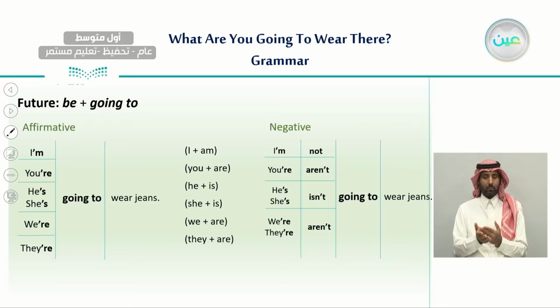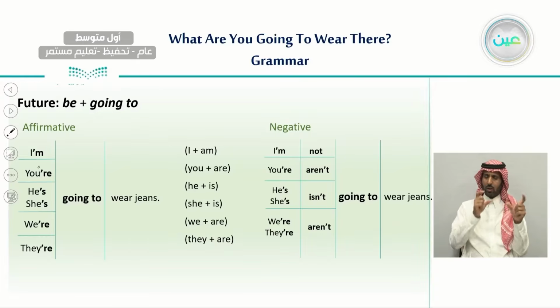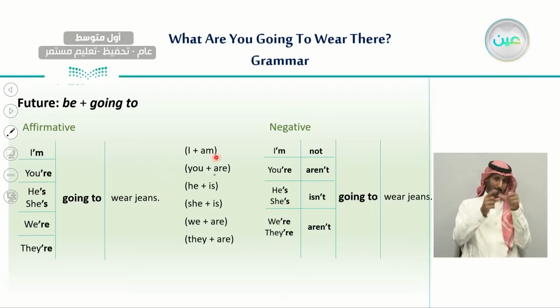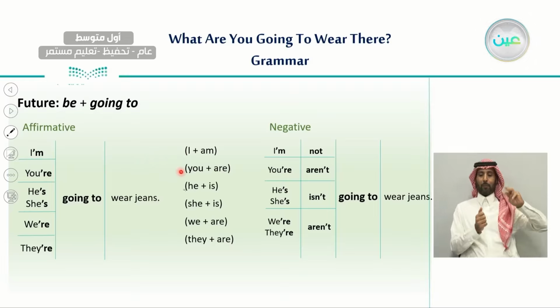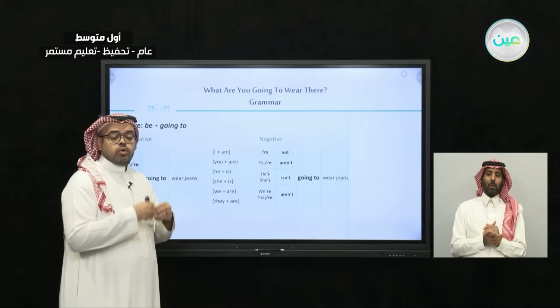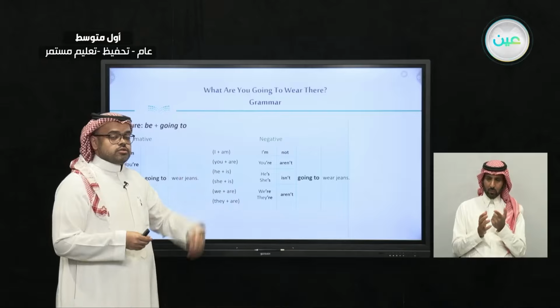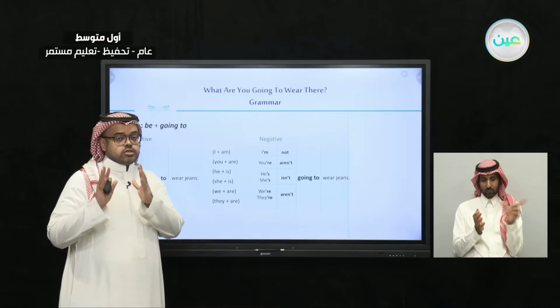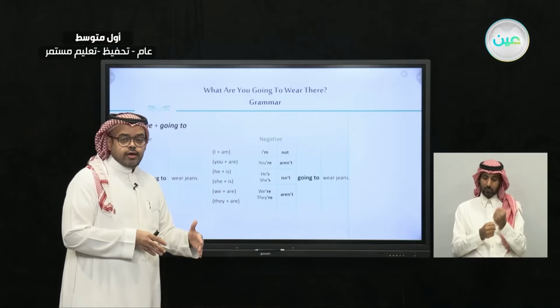And as with every grammar, we use contractions all the time. So what do we mean by I'm here? It is I am. And you're, it is you are. And he's or she's means he is and she is. And we're means we are. And they're means they are. So we always use contractions when we are forming sentences that we need to write with the subject pronoun and the verb to be.